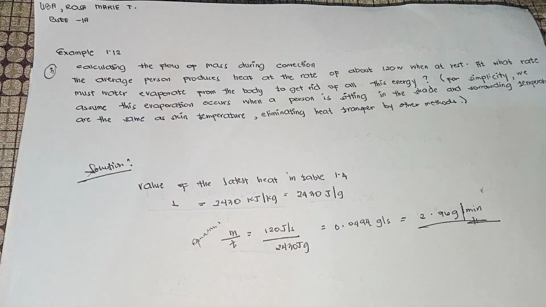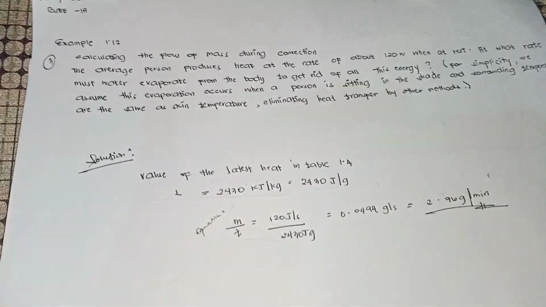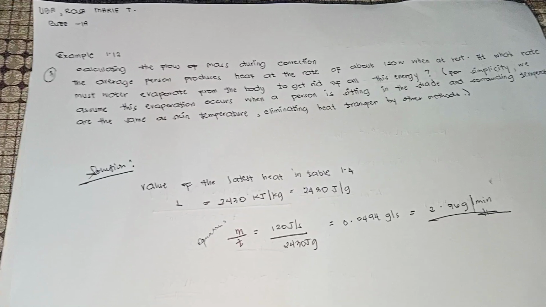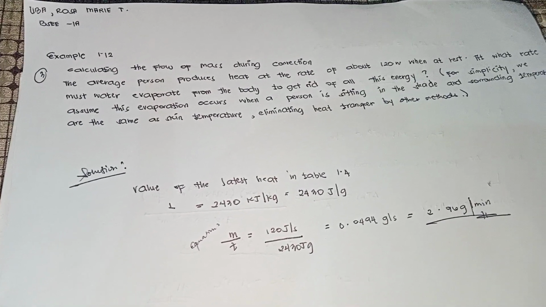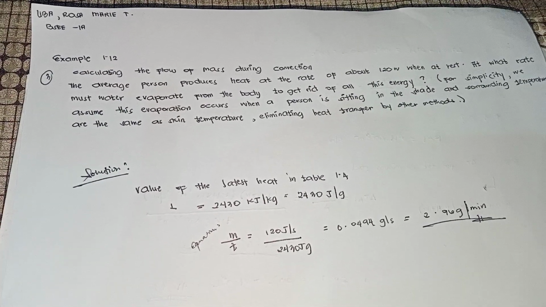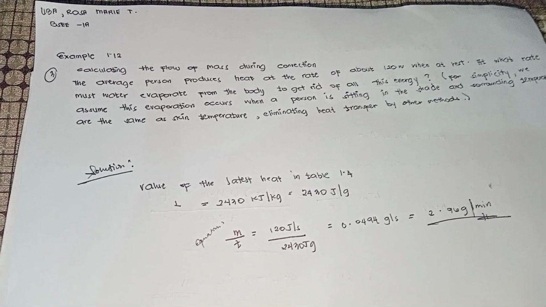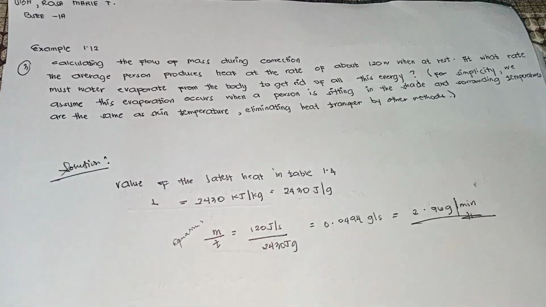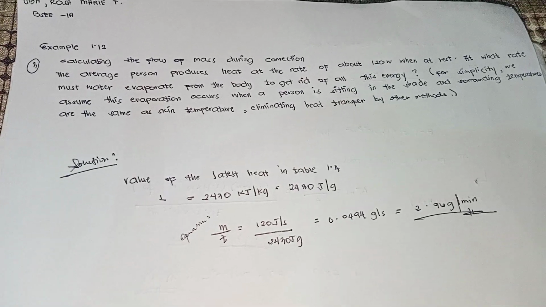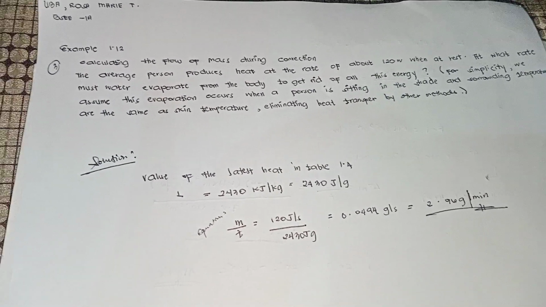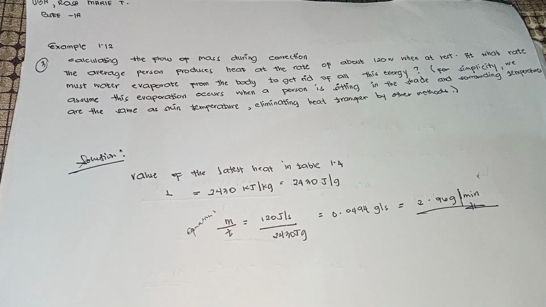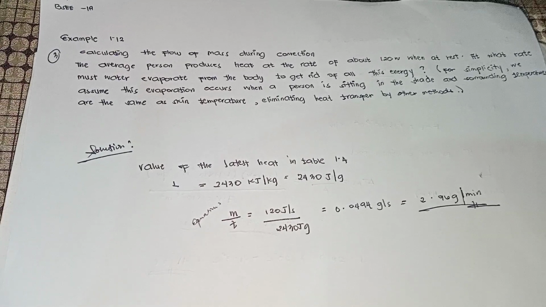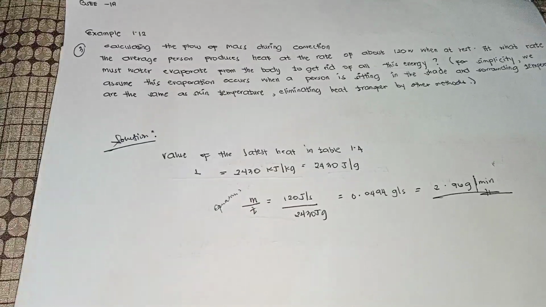So, let's proceed to example 1.12, problem set number 3. Calculating the flow of mass during convection. The average person produces heat at the rate of about 120 W when at rest. At what rate does water evaporate from the body to get rid of all this energy? For simplicity, we assume that this evaporation occurs when a person is sitting in the shade and surrounding temperatures are the same as skin temperature, eliminating heat transfer by other methods.